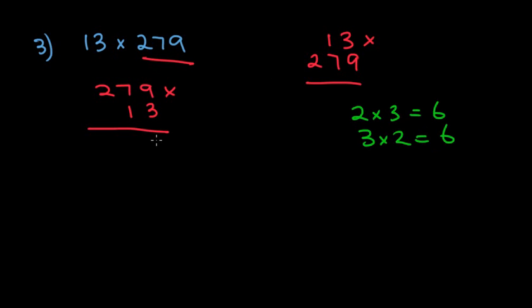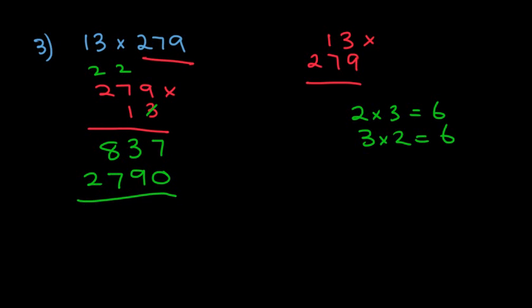9 times 3 is 27. Carry the 2. 7 times 3 is 21, 22, 23. Carry the 2. 2 times 3 makes 6. Add the 2 makes 8. Okay, so I've done the 3. Now we're going to count for that. We're going to do it times 10. So put the 0 down for the 10 part. 9 times 1 makes 9. 7 times 1 makes 7. 2 times 1 makes 2.